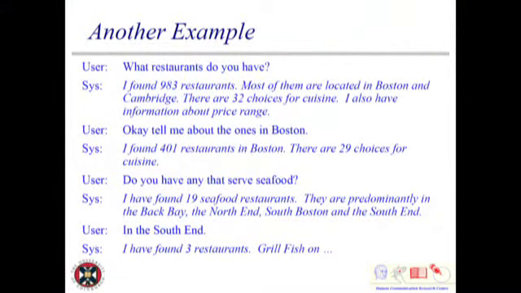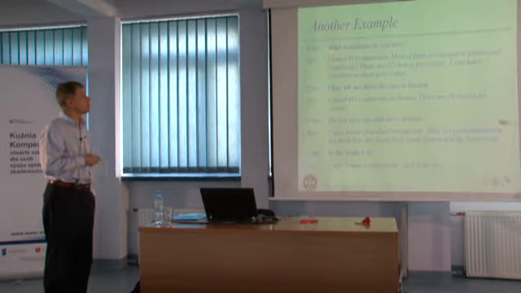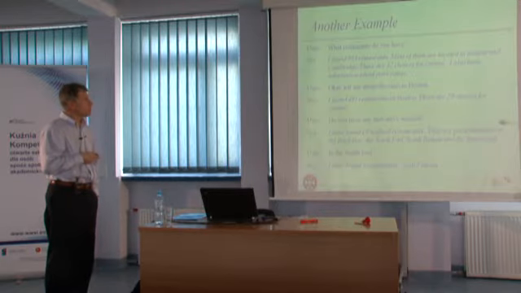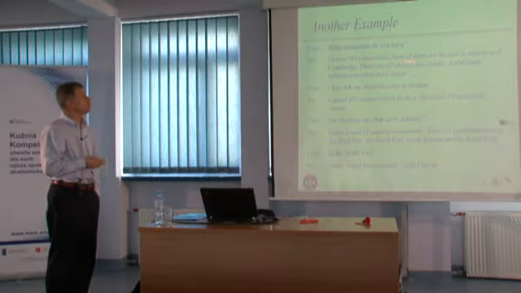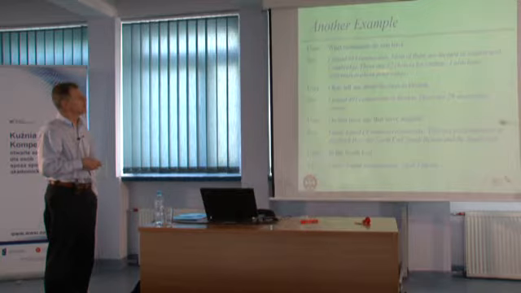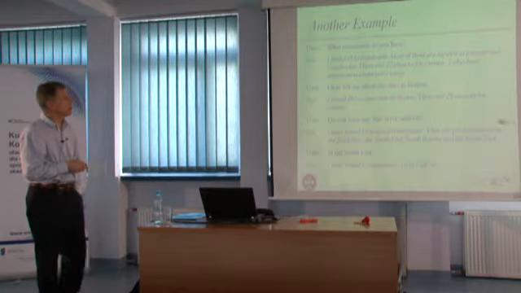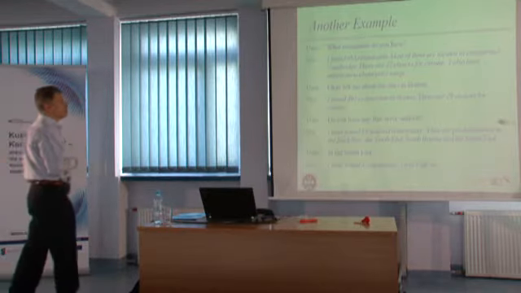Here's another example when perhaps this could be even more important. All right. What restaurants are around here could be a question. The system can say, I found 1,000 restaurants. Most are located in Boston and Cambridge. There are 32 choices for cuisine. So we do have some summarization here, and it volunteers: if you care about the price, I can tell you about the price.